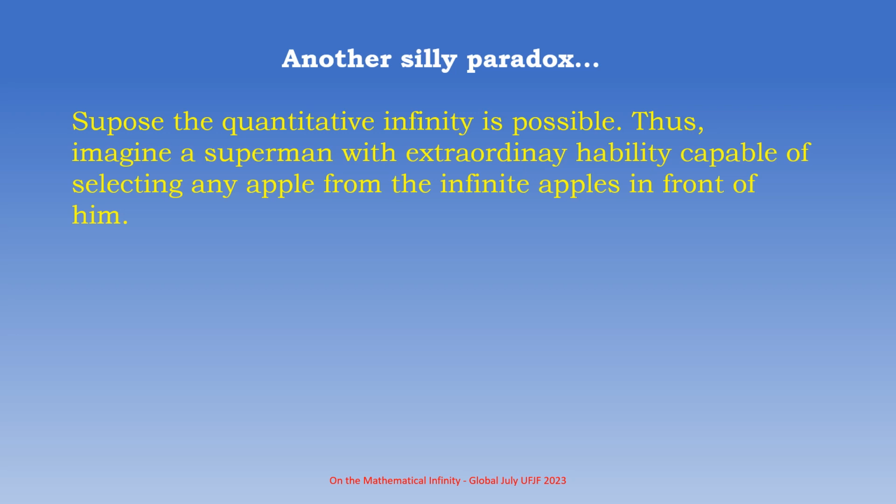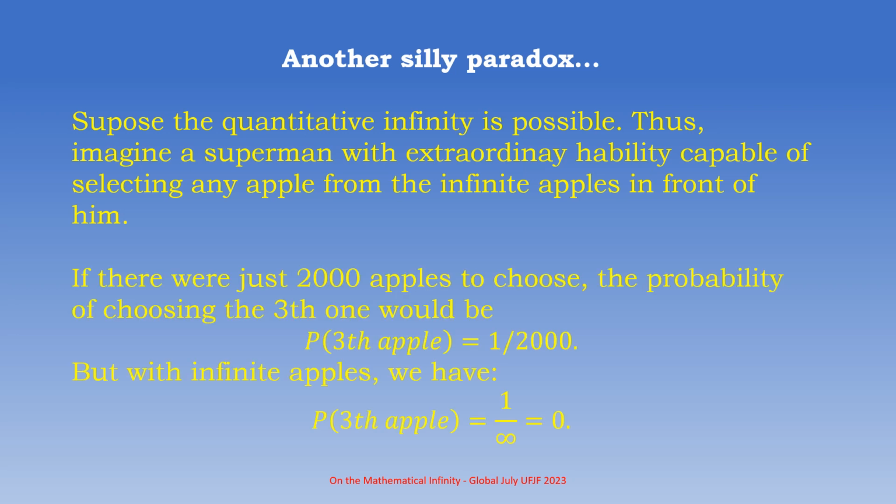That's the supposition. Of course, the supposition is impossible, but for the purpose of the proving, it's okay, right? If there were just 2,000 apples to choose, the probability of choosing the third apple or just another one is exactly equal to 1 over 2,000. Is that right? But with infinite apples, the probability of choosing the third apple would be zero. Right? Okay. So that's the contradiction, and that's the proof.